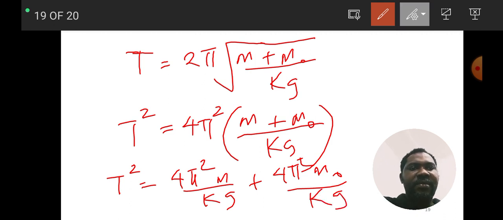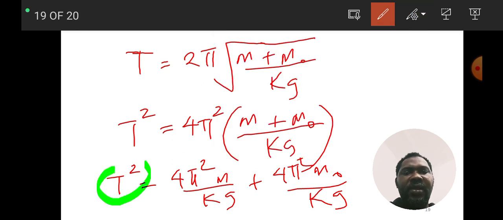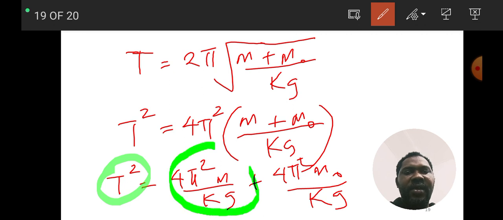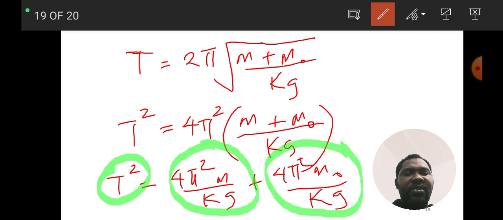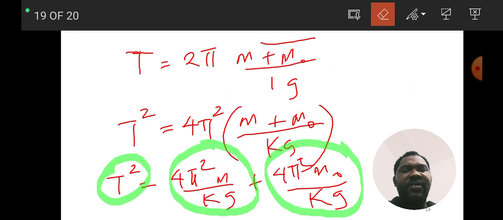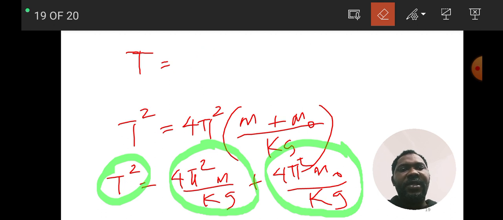That's because T squared here is a variable. 4 pi squared m over kg is constant times variable. 4 pi squared over kg is a constant, m there is a variable, so that constant times variable can represent our mx. Then everything here, 4 pi squared m naught over kg, is a constant. So from this we can see that in plotting the graph, to sketch the nature of the graph, this is what we are going to have.